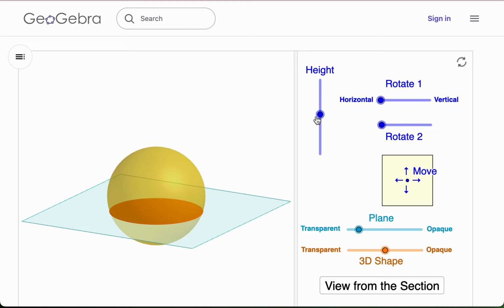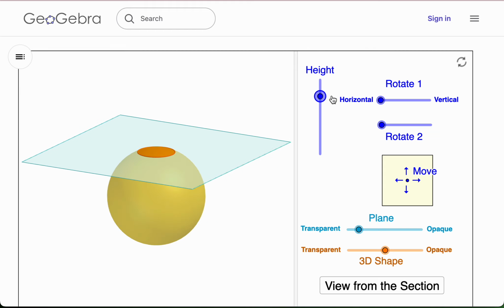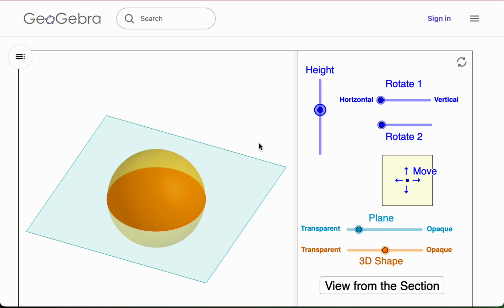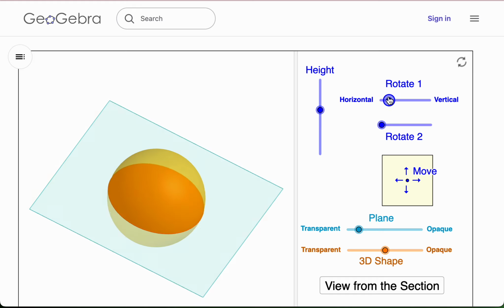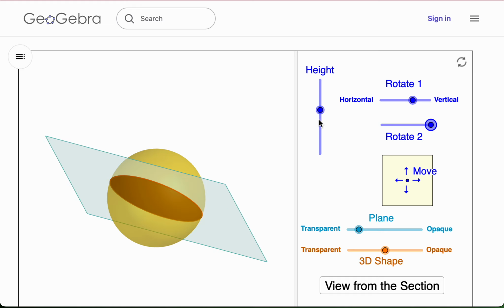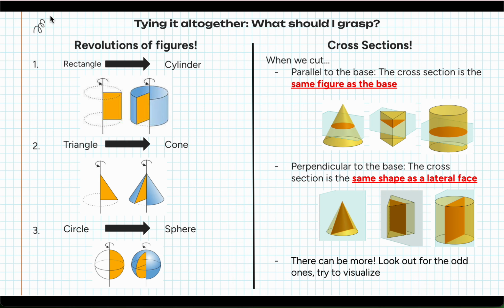So if we take a look at our sphere, no matter where I take my cross section, no matter where I cut, I'm getting a circle. That circle size is just changing throughout the figure, but it's still a circle. Even if I rotate horizontally or I rotate this way, no matter where I take my cut, I always get a circle. All right, so tying it all together, what should I even grasp from this?